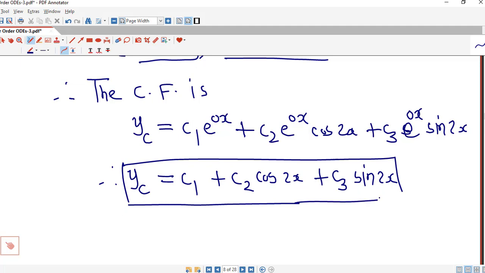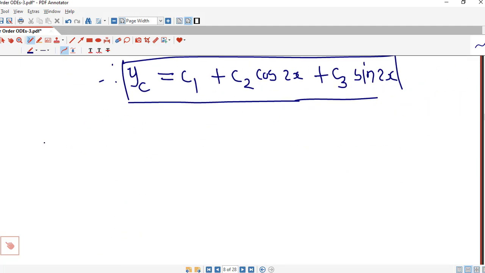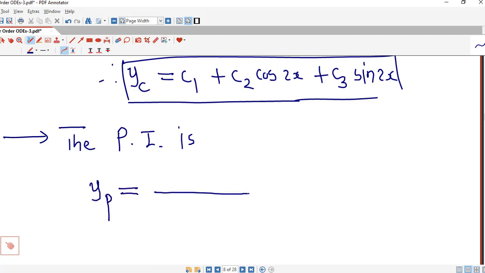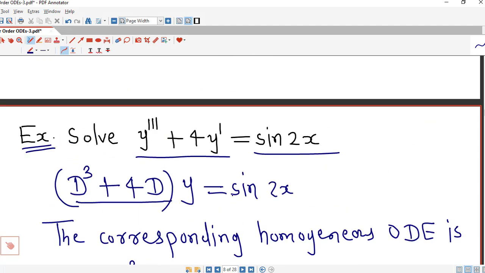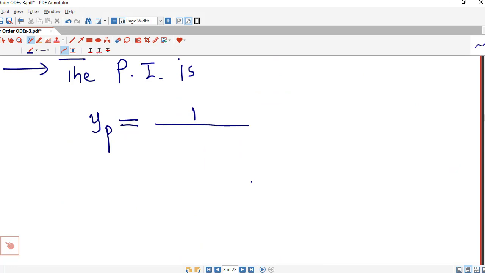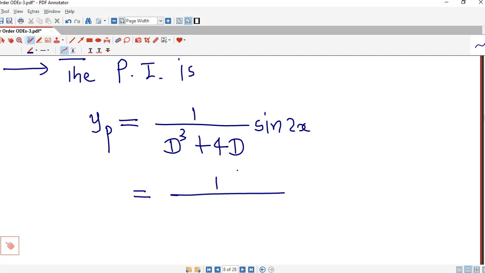So this is the complementary function of the given differential equation. Now we find the particular integral. So the particular integral is yp equal to 1 over d cube plus 4d, sin 2x. Now there is no d square term here, so we can take d common, and we see that we obtain d square plus 4, sin 2x.